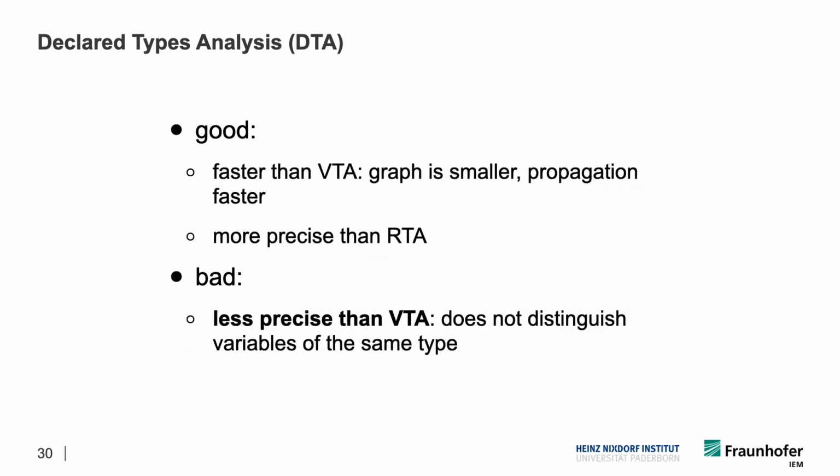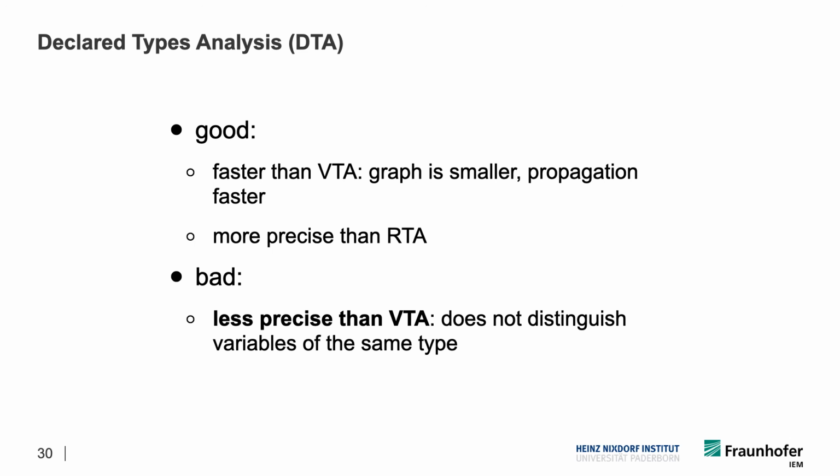So the good thing is this is faster than VTA, so the graph is smaller, like you saw. It can be a lot smaller actually, because obviously there are many fewer types than variables in most programs. And the propagation therefore can also be faster. It's also still more precise than RTA, because it is looking at assignments to some extent, just not at assignments to individual variables, but between types. Because of that, it's a little less precise than VTA, and how much that matters depends a bit on the programs you're analyzing. The key difference is that it does not distinguish variables of the same type, whereas VTA does.